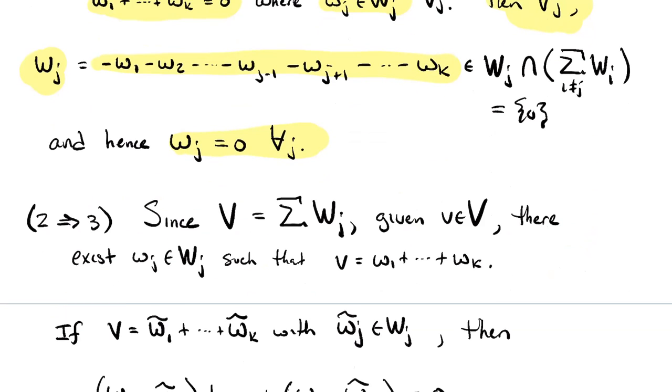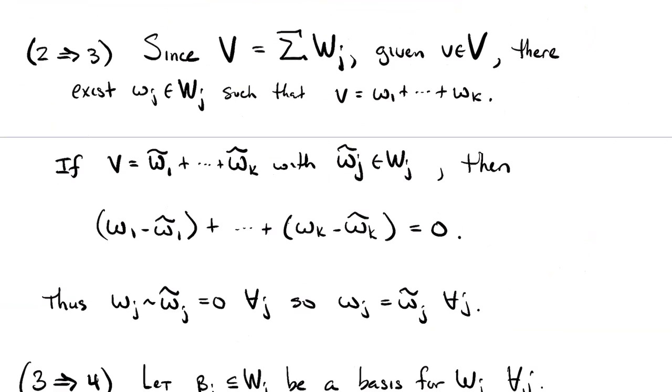Let's assume the second condition and deduce the third. What are we trying to prove in the third condition? That every V can be written uniquely as a sum of those W's. Since we're assuming that V is the sum of the W's, certainly given a vector in V, we can write it that way, because it's the sum of them. So we just have to worry about the uniqueness.